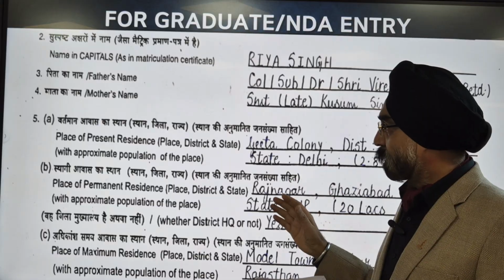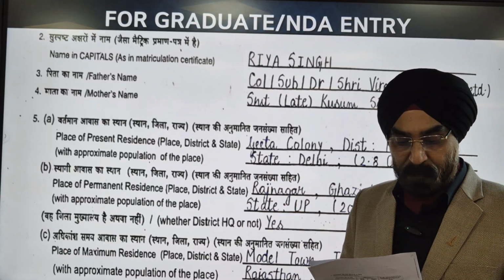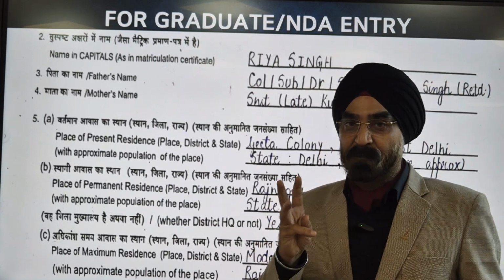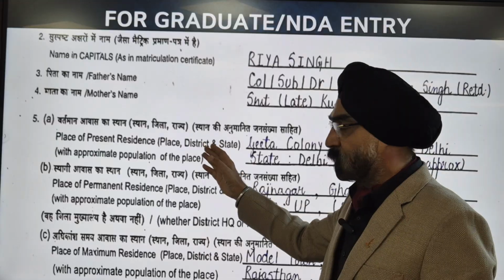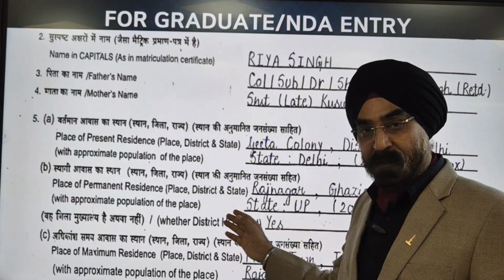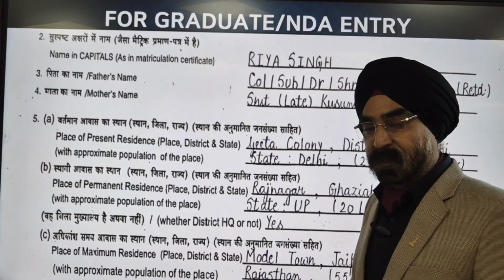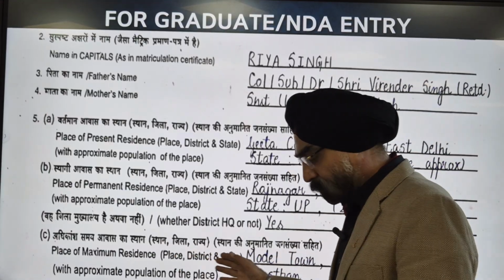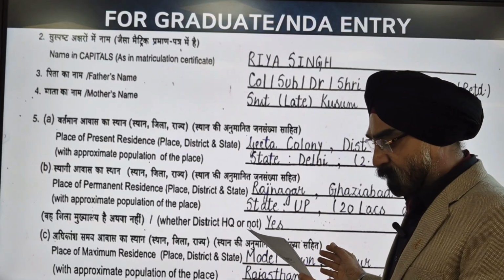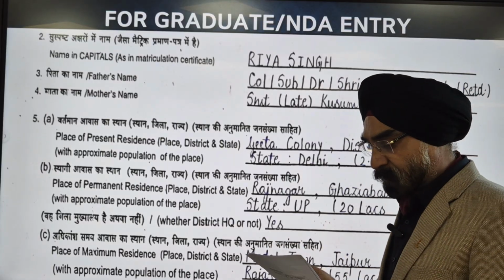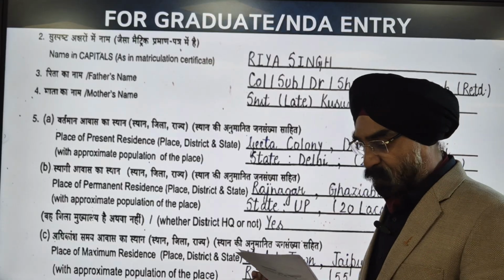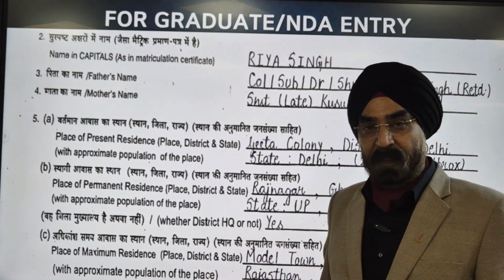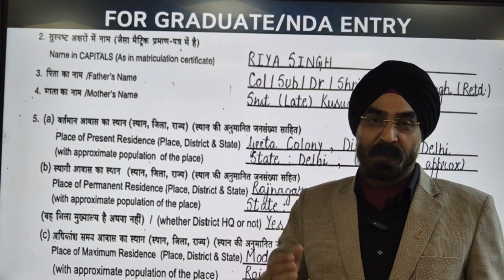Serial number 4, after that serial number 5 is divided into 3 parts. That is basically your place of residence, in which the SSB is asking for 3 types of residence. One is the present, where you are staying. Thereafter it is the permanent residence, and then it is also asking which place was the place of maximum residence. And the last column asks about the population. So you also have to write that place with the population, and also whether this place is a district headquarters or not. So that you have to mention. That means if you are staying in a village, then the answer is no.